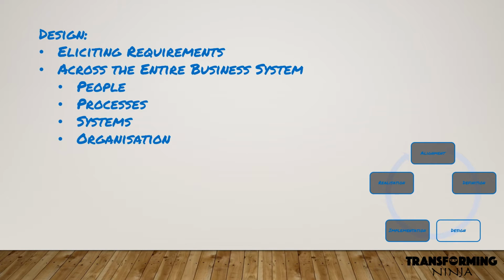The requirements should be across the entire holistic business system. So again, people, processes, systems, organisation. A lot of time will be spent with various stakeholders throughout the different areas and hierarchical levels of the business. So interactions could be in large group workshops, one-to-one interviews, written communications such as questionnaires or emails, phone calls. There's lots of people interaction required to ensure that all requirements have been captured.